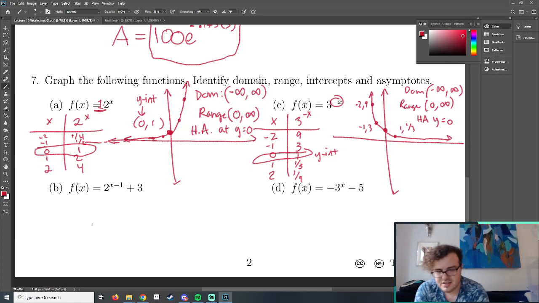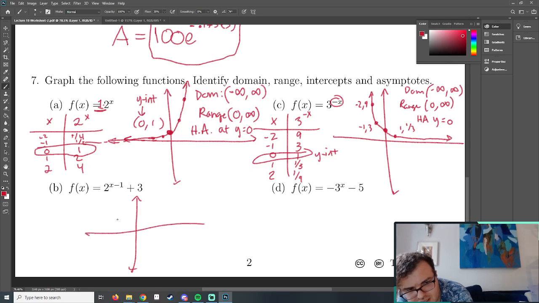Over here, 2 to the x minus 1 power plus 3, so this is the transformation. So this is like 2 to the x, which normally would just look like this. But the minus 1 on the x is a horizontal translation, and the plus 3 is a vertical translation up. And so our point here that would normally be at (0, 1) is going to now be shifted right 1 unit and up 3 units. So we have a point here at (1, 4).